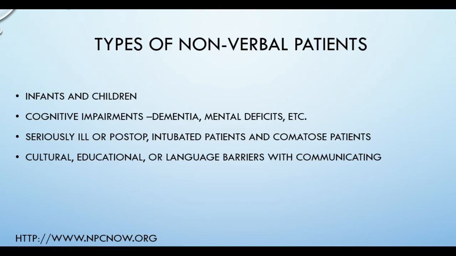These are the typical types of nonverbal patients that might be encountered. Infants, including premature babies and children, usually up to about 7 years of age. And then cognitive impairments, which can cover a wide range with dementias and mental deficits. In the hospital setting, patients may be nonverbal because of a serious illness. There could be intubation involved, postoperative status, and recovering from coma. This could be two categories of what we call the vegetative state and minimally conscious state.